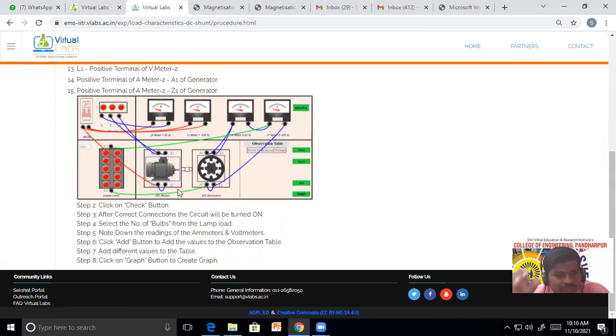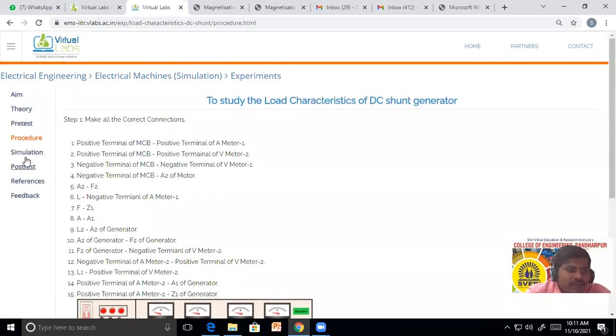Note down the readings of the ammeter and voltmeter. To add the value to the observation table, just click on the add button. Add different values to the table. Then click on the graph button to create the graph. Okay, so for that we will see the simulation.